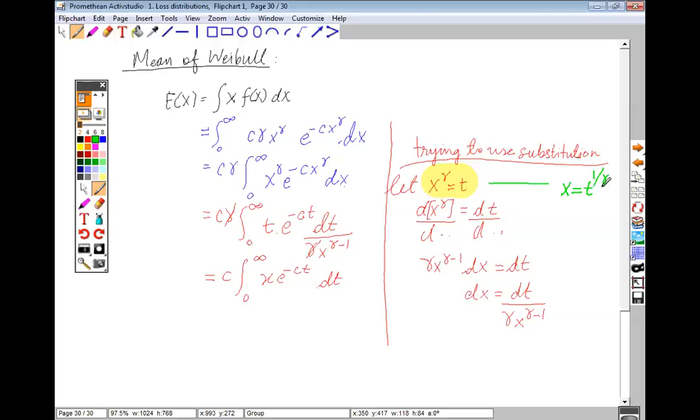So what do you guys think is happening here? Can I take x outside? No. Why? Because it depends on t. Right, it depends on t. Okay, so one thing is clear, we cannot take this x outside. So what should we do now?